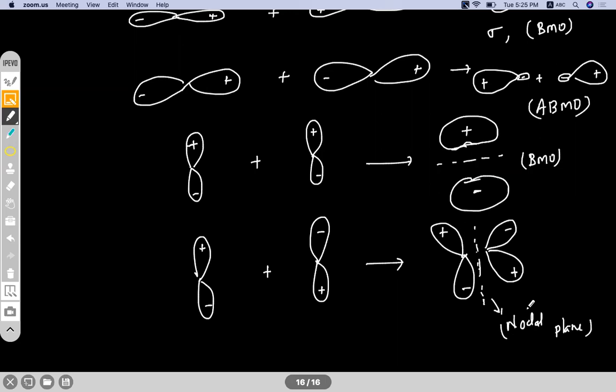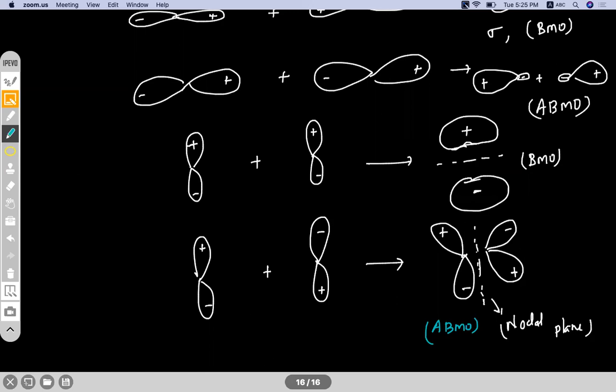Only one kind of question is possible in this structure: which of this combination gives a sigma molecular orbital or a pi molecular orbital. The other type: which of this combination gives a bonding molecular orbital or an antibonding molecular orbital. That is it. You just need to know the shape here.